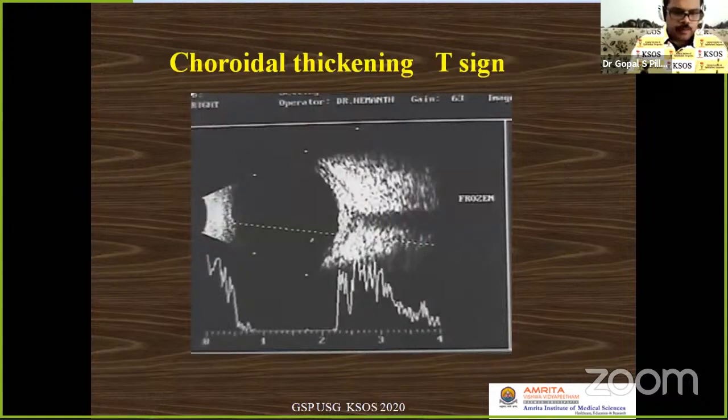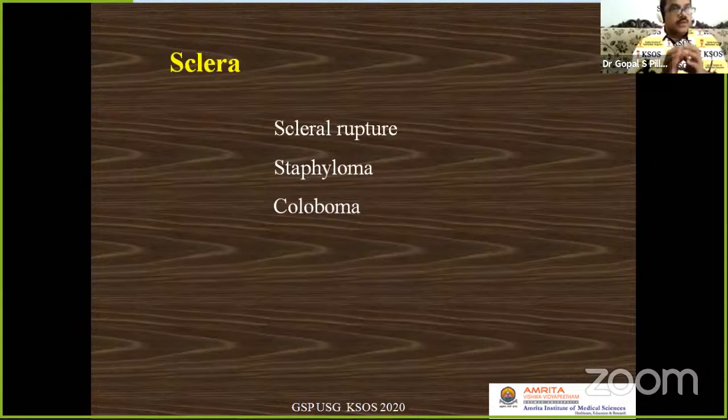Now, choroidal thickening is seen in a lot of conditions, including endophthalmitis, including posterior uveitis or pan-uveitis, including posterior scleritis. But in posterior scleritis, it's very marked. It is called a T sign. Okay. Now, scleral rupture is very important. Scleral or corneal rupture occurs, and you will not be able to examine clinically because the view will be very hazy. So you should do a very soft ultrasound to make sure that there is no posterior scleral rupture, which is a very bad prognosis.